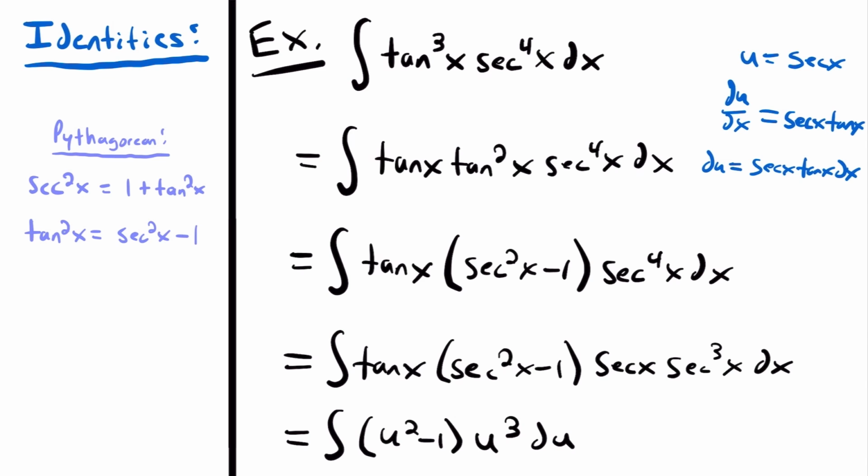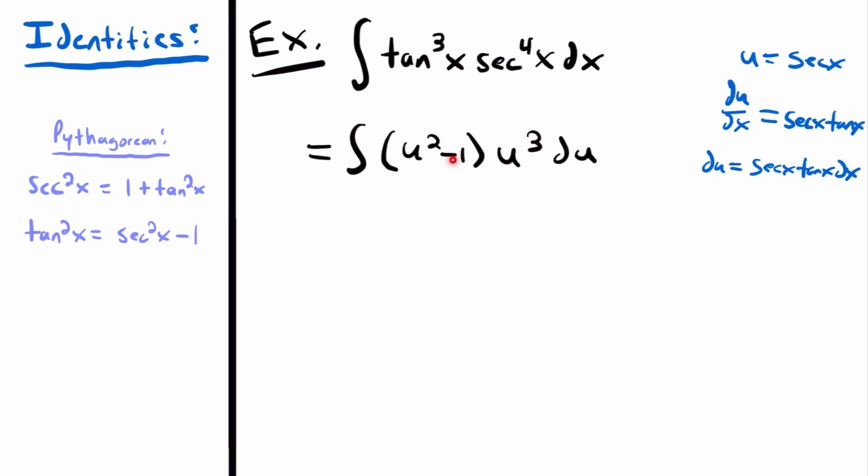And so if I clean up my work here, we can distribute u cubed through this quantity, and we'll have that this is equal to the integral of u to the fifth power minus u to the third power times du.